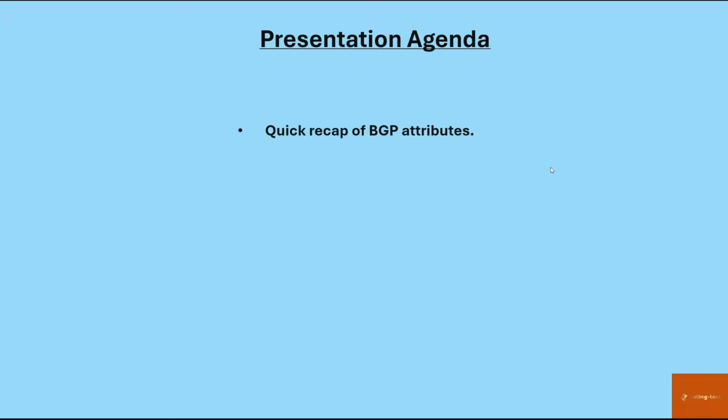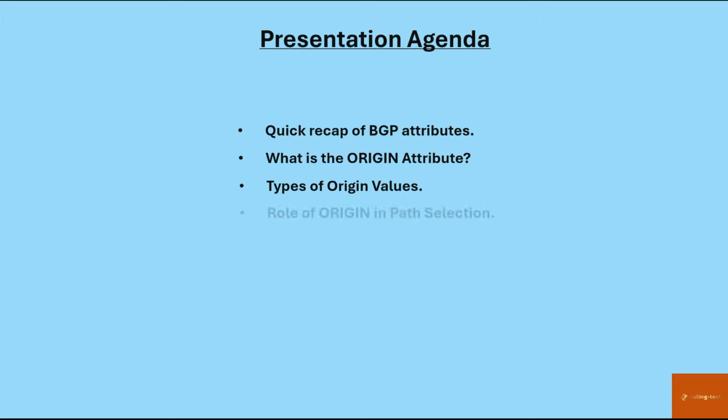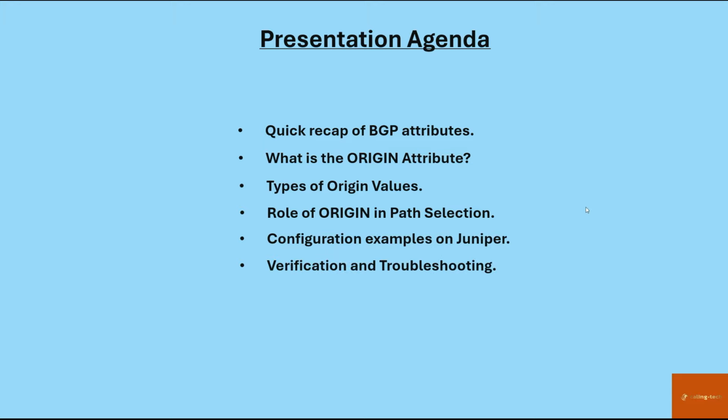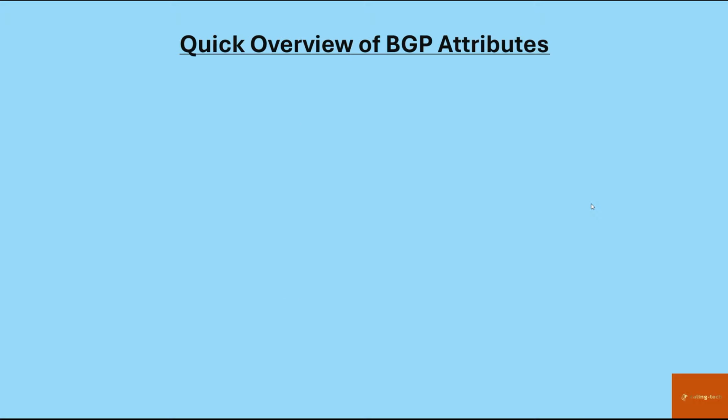We're going to do a quick recap of the BGP attributes. We're going to have a look at what the origin attribute is, the types of origin values, the role of origin in the path selection, a configuration example on Juniper, verification and troubleshooting, and we'll also pop in there a summary. So let's start with a quick recap of BGP attributes.